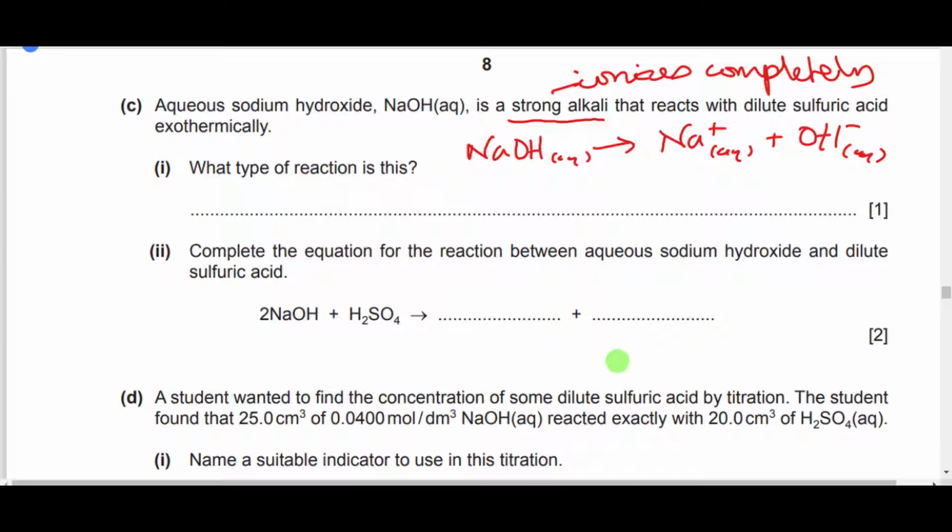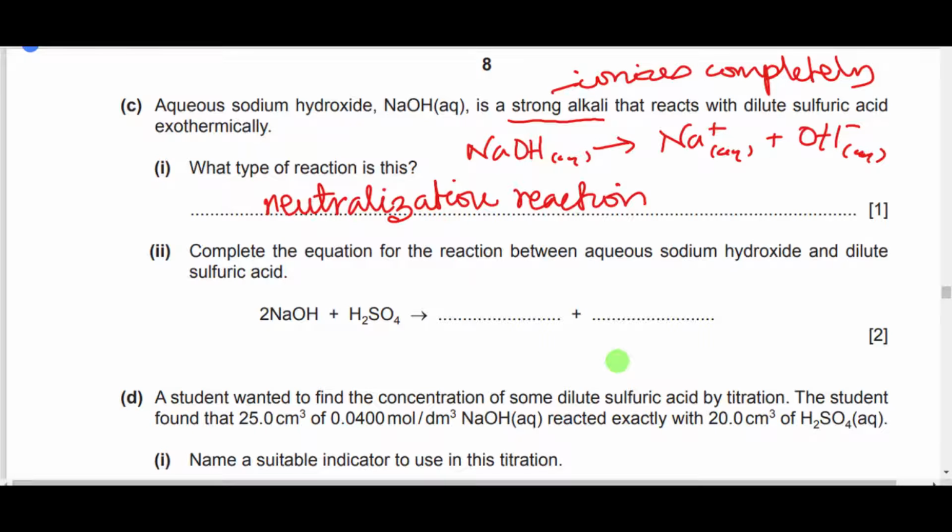What type of reaction is that between an acid and an alkali, or an acid and a base? Remember, alkalis are soluble bases. So when an acid and a base react, it forms salt and water. That is a neutralization reaction. Now complete the equation for the reaction between aqueous sodium hydroxide and dilute sulfuric acid.